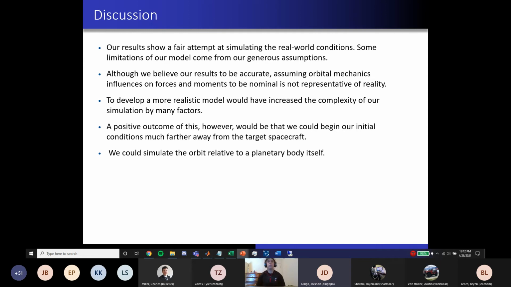To develop a more realistic model, we'd like to increase the complexity by simulating many factors, such as starting from further in the flight path, even as far as liftoff from Earth or whatever planet, to then the actual docking procedure. A positive outcome of this is that we would begin our initial conditions much further away, and then we can simulate the orbit relative to the planet body itself, as in we could keep a tanker in a stationary orbit and then bring whatever spacecraft needs that refueling to it.